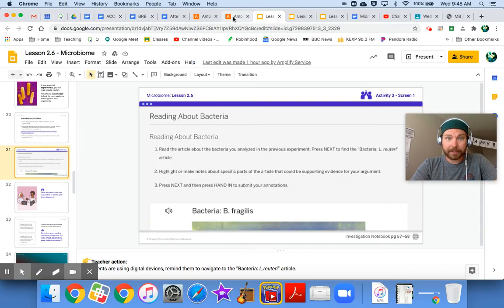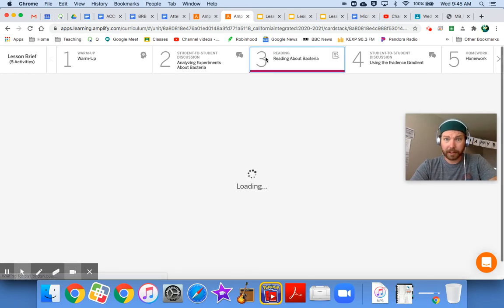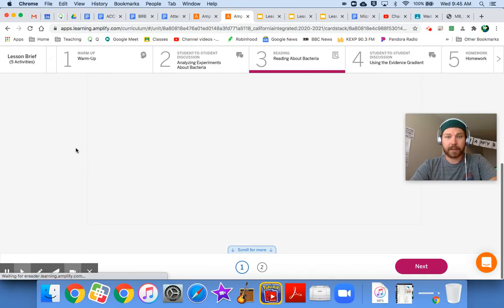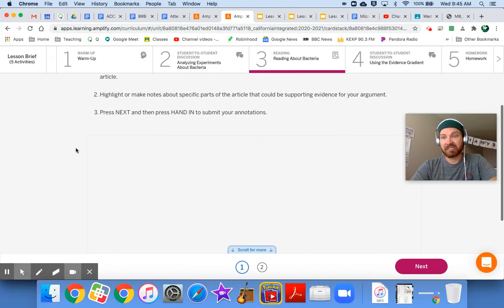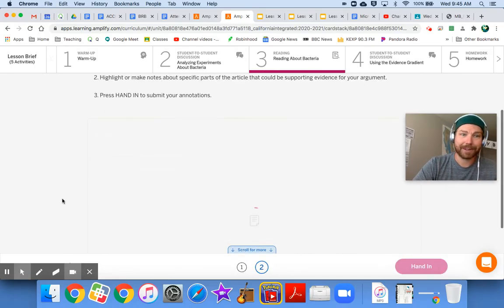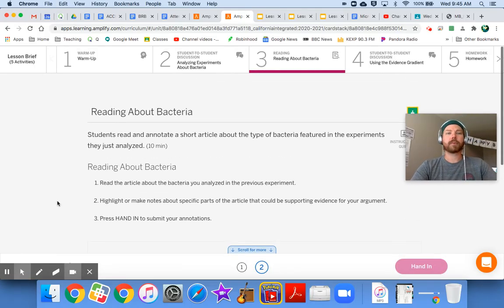So in Amplify, you'll click on Activity 3. And that's this part right here. Here's your article. If you just scroll down, it'll load. Give it a second. And then, just like before, you can add annotations. Then you will hit next, or oh, I'm sorry, it's right here. Oh, either one. There's 2 different articles. Sorry. Then you'll hit hand in after you finish your annotations.